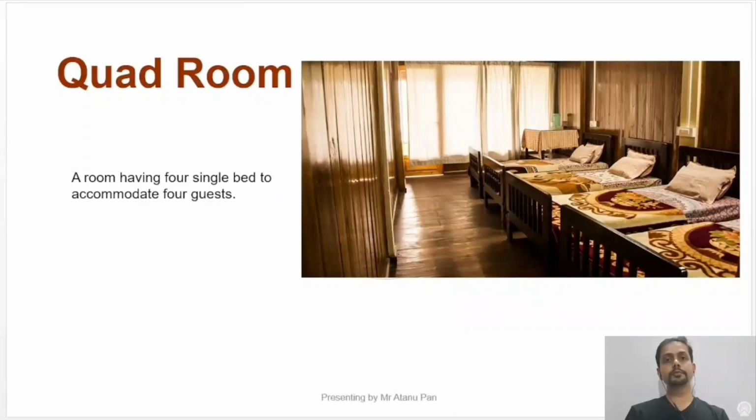Next, we have quad room. Quad room is a room which can accommodate four guests. Okay, but remember, quad rooms have four single beds for four persons. It does not have double beds. All right, quad room will have four single beds for 4 persons.